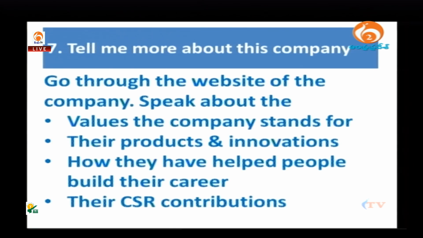Number 7, tell me more about this company. What should you do now? You should go through the website of the company and speak about certain areas of the company. Say the values the company stands for, the products and innovations, how they have helped people build their career, the CSR contribution. What do we mean by CSR? CSR basically means corporate social responsibility. What do we mean by that?